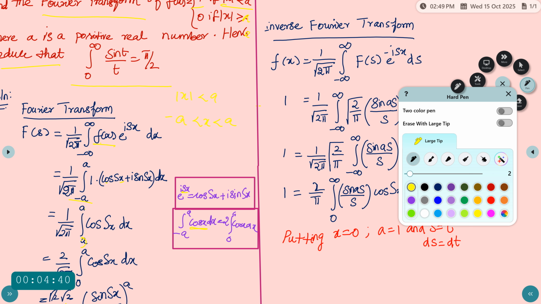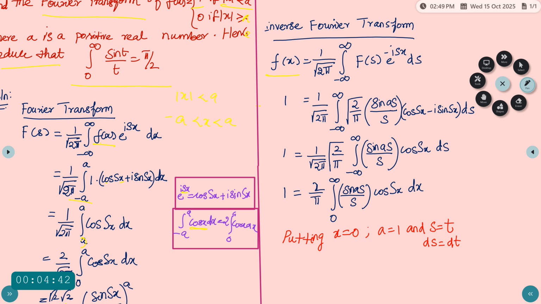The inverse Fourier transform formula starts with small f of x. The Fourier transform starts with capital F of s. In the inverse Fourier transform, we use capital F, which means here we are using small f. So small f of x equals 1 by root 2 pi, integral from minus infinity to plus infinity, F of s e power minus isx ds.